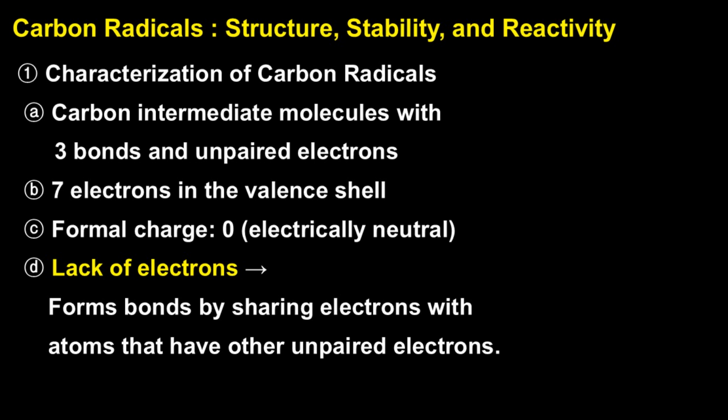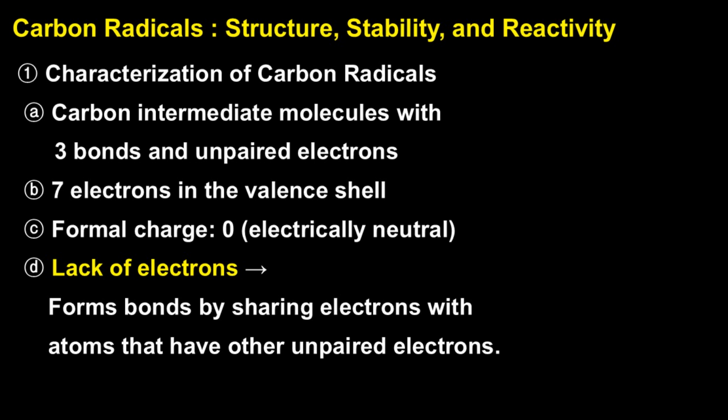So what exactly is a carbon radical? It's a reaction intermediate where a carbon atom has just 3 bonds and 1 unpaired electron. Now, most carbon atoms are tetravalent, meaning they usually make 4 bonds to fill their octet. But in a radical, that carbon only has 7 valence electrons, so it's electron deficient.